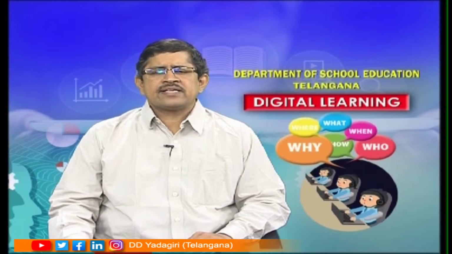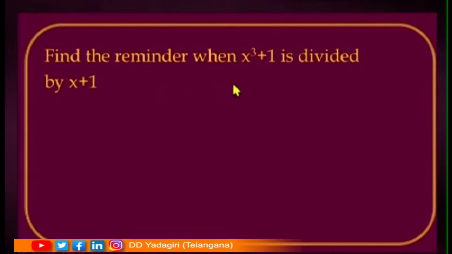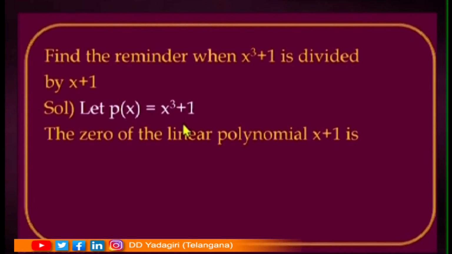So let us take an example here. Find the remainder when x cube plus 1 is divided by x plus 1. Let P of x equal x cube plus 1, and you want to divide x cube plus 1 by x plus 1 using the remainder theorem. To find the 0 of the linear polynomial x plus 1, you take x plus 1 equal to 0. It means that the value of x is minus 1. So the 0 of the linear polynomial x plus 1 is minus 1.